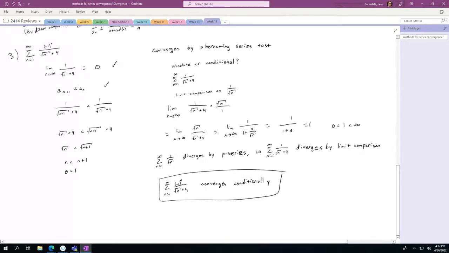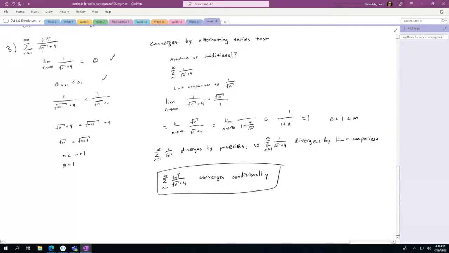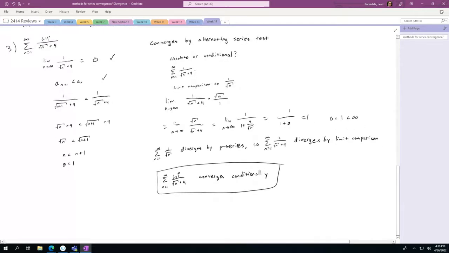So the reason why it converges conditionally: why did we say that? We know that this series converges by the alternating series test, right? But we can say that something converges absolutely if and only if the absolute value of it converges. So we take the absolute value of this series and we end up with this series. And for this series, we applied the limit comparison test, right?